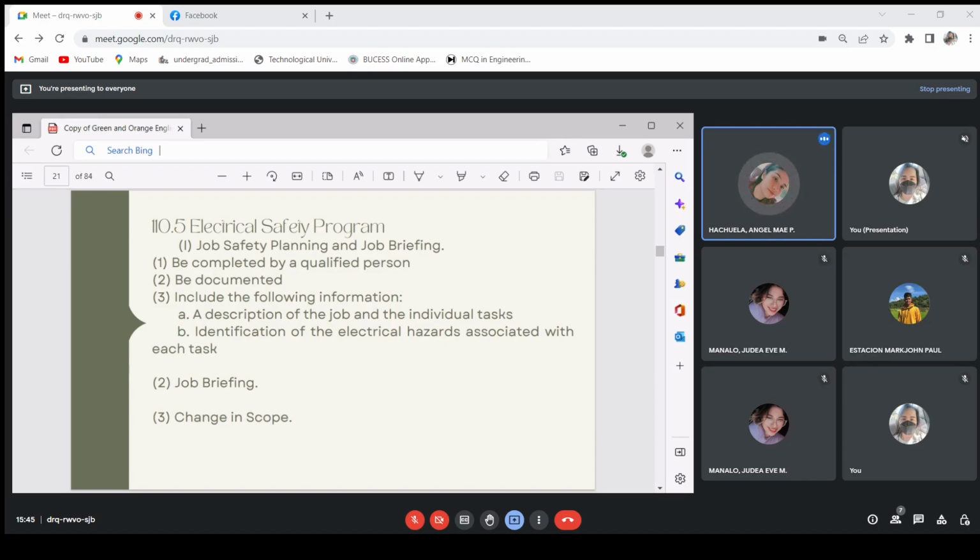Next, number 2 is job briefing. The job briefing shall cover the job safety plan and the information on the energized electrical work permit if a permit is required. Number 3 is change in scope. Additional job safety planning and job briefing shall be held if changes occur during the course of the work that might affect the safety of the employees.